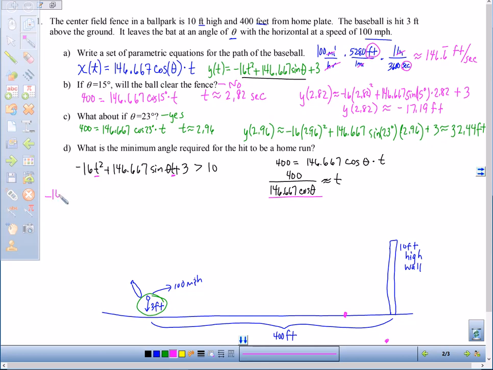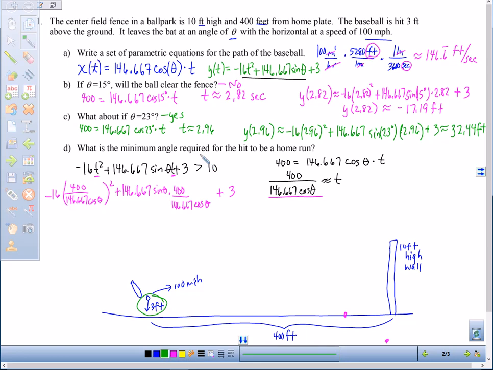So we get negative 16, then we have 400 over 146.667 cosine of theta squared plus 146.667 sine theta times 400 over 146.667 cosine theta plus 3.